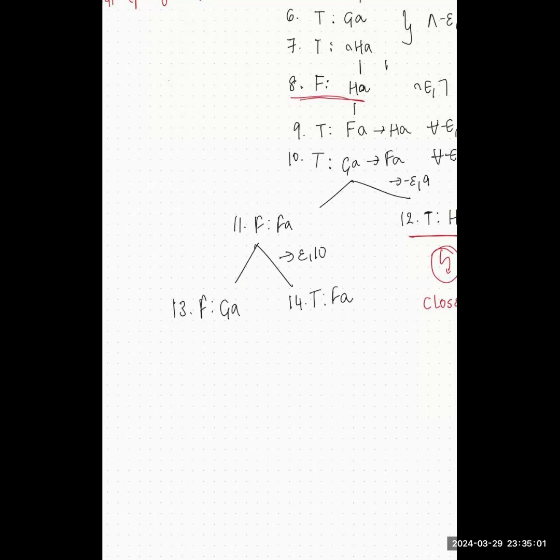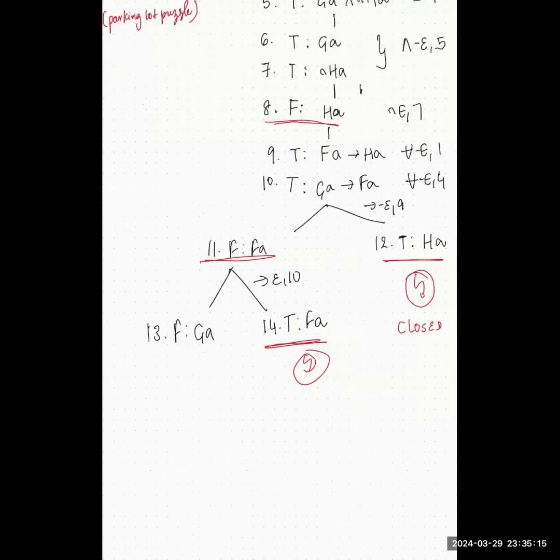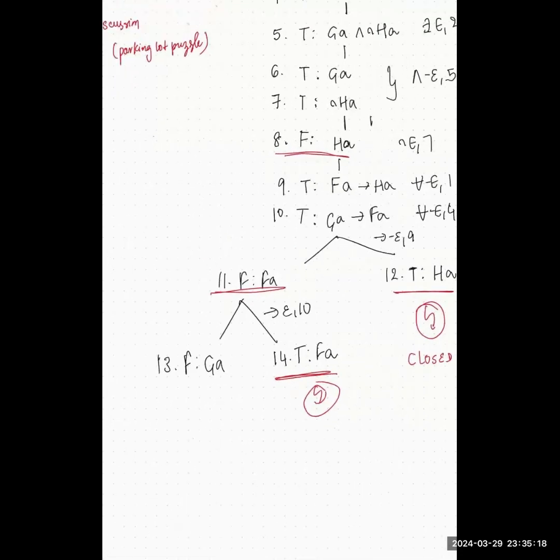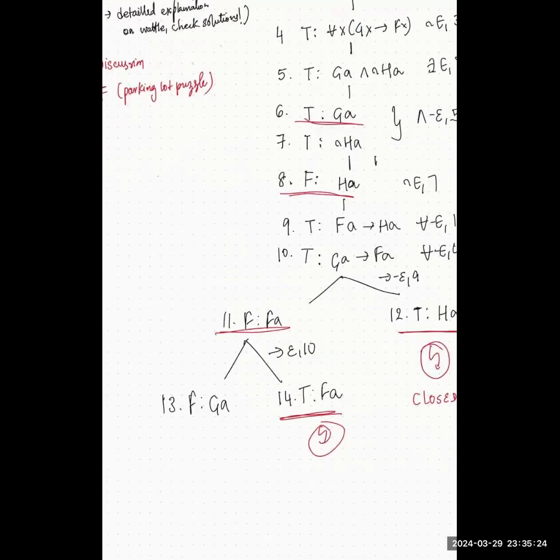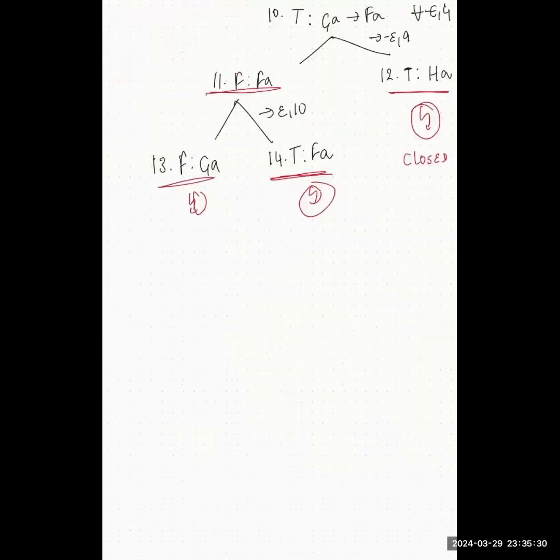So we can see that we've also arrived at a few more contradictions over here. Line 11, FA is false, but 14 says that FA is true. That's a contradiction. And we also have line 13, which says GA is false, but line 6, which is built from the initial assumption, says that GA is true. So that's another contradiction. As a result, all branches are closed, and therefore the sequent is valid.